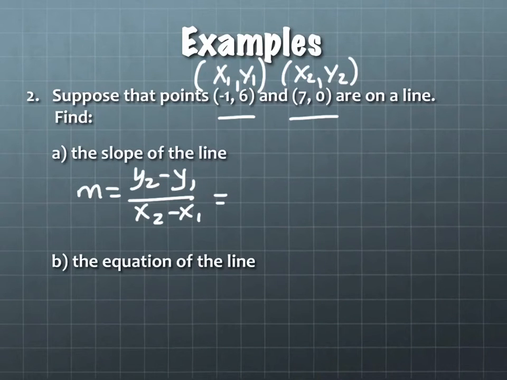What is y2 according to that assignment of variables? 0. And y1 is 6. So this is 0 minus 6 in my numerator. What is x2?